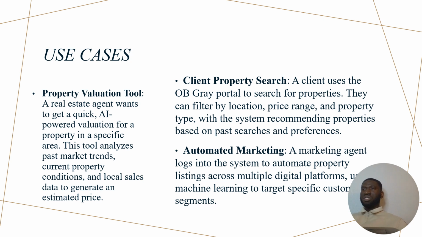We have client property search. A client is going to use the OBGray portal to search for property. They can do this by filtering location, price range, and property type. The system is made such that it makes recommendations easier for them. It's going to recommend properties based on past searches and the preferences of the clients.